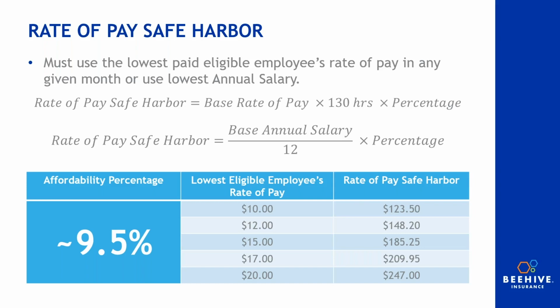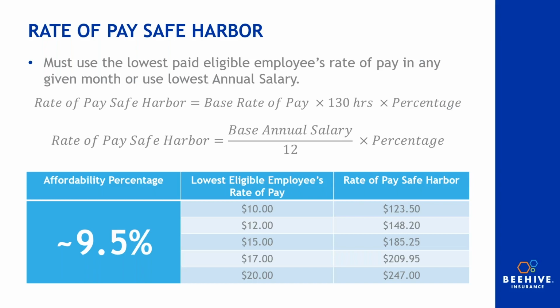Looking on this chart, if your lowest eligible employee is paid $10 per hour, then your employee-only coverage would need to cost $123.50 or less in a month in order to use the rate of pay safe harbor.